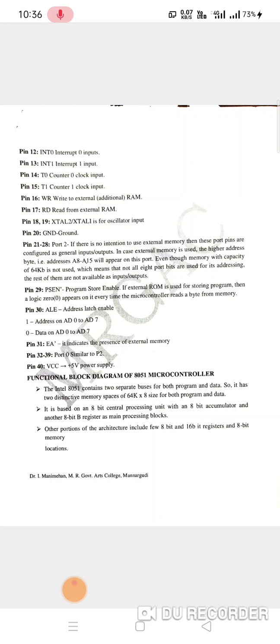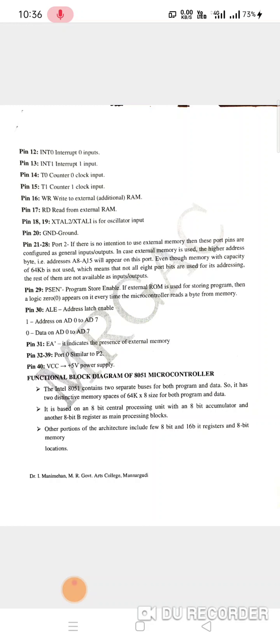And pin number 17 is the RD bar. It is active low RD, read from the external RAM. It reads the data from the external RAM. Okay. That means 0 on this line is the control signal given to the microcontroller. In that way, if RD bar is 0, then the data from the external RAM is read. Data can be read from external RAM.